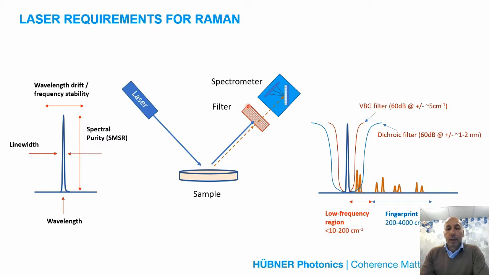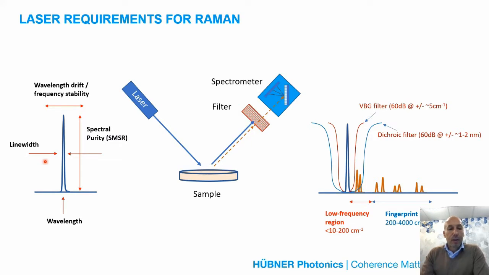And by blocking the Rayleigh scattered light with a filter and analyzing the frequency shifted light in the spectrometer, and looking at these peaks that are coming out, it's possible to determine the chemical composition of the sample. And over here we have the main spectral properties of the laser which are of importance for Raman spectroscopy. So first we have the line width. How broad spectrally is the laser?